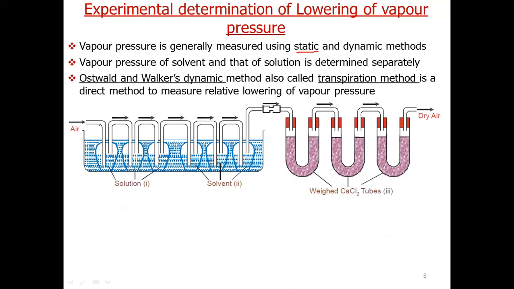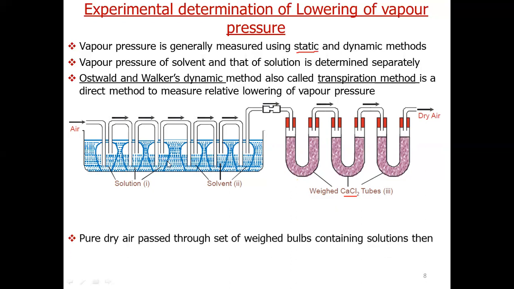From this we pass dry air, and these U-shaped tubes contain anhydrous calcium chloride. Please mind it, anhydrous calcium chloride. This arrangement is used only when we have water as a solvent. Otherwise we don't use this. This has application only when the solvent is water.